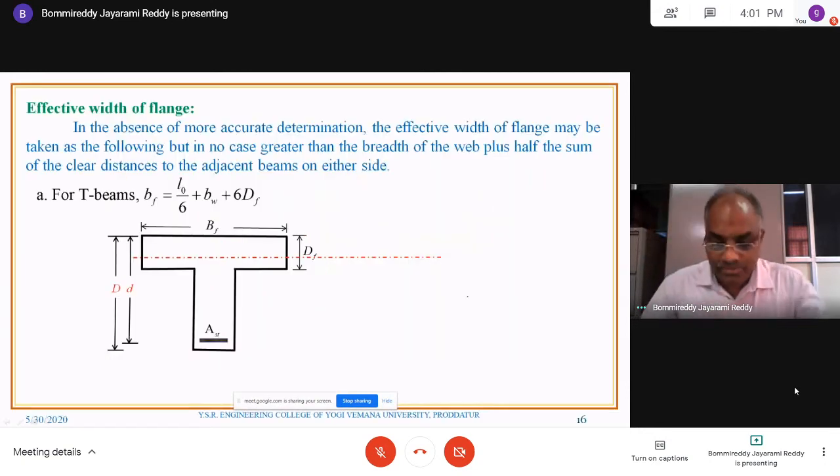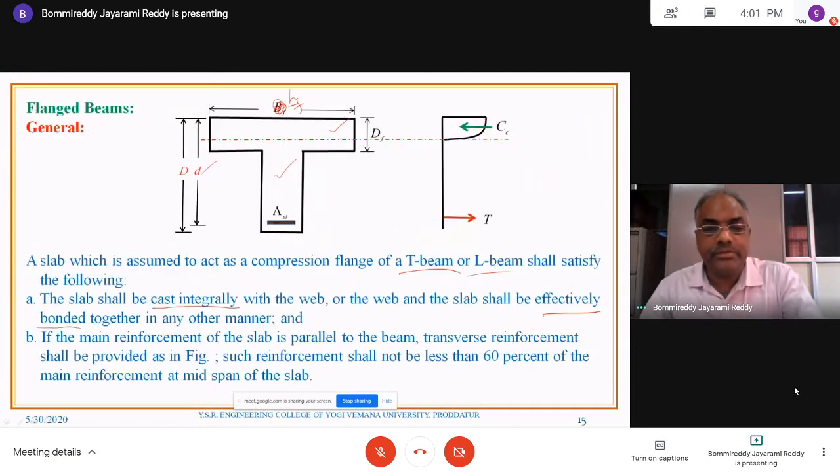Now look at the second line. If the main reinforcement of the slab is parallel to the beam, transverse reinforcement shall be provided as shown in the figure, such that it shall not be less than 50% of the main reinforcement at midspan of the beam. So in the slab, if the reinforcement is AST, at the top at least 60% of it must be provided. Then only it will be called a T beam.